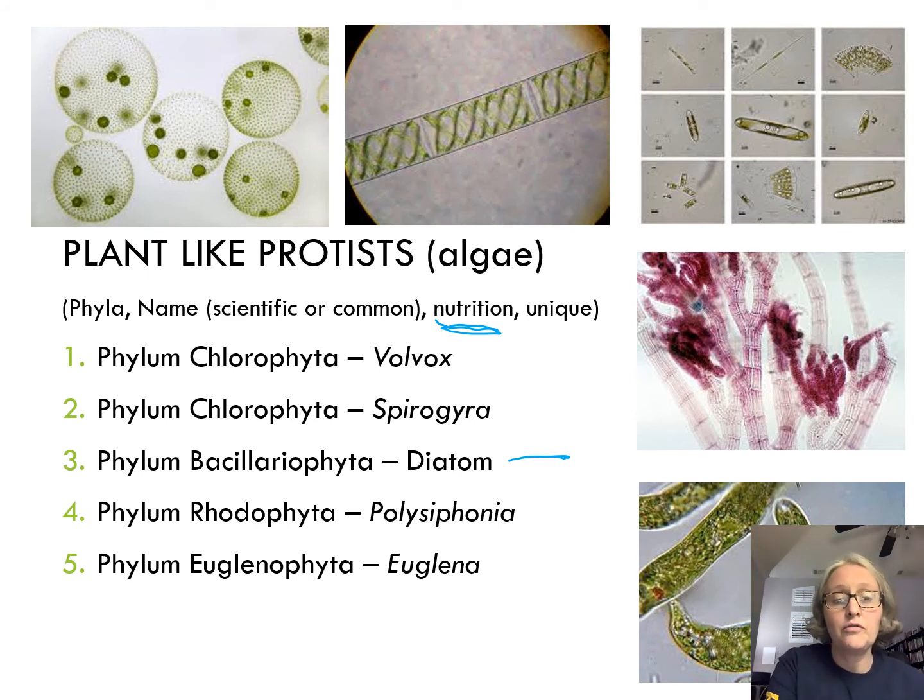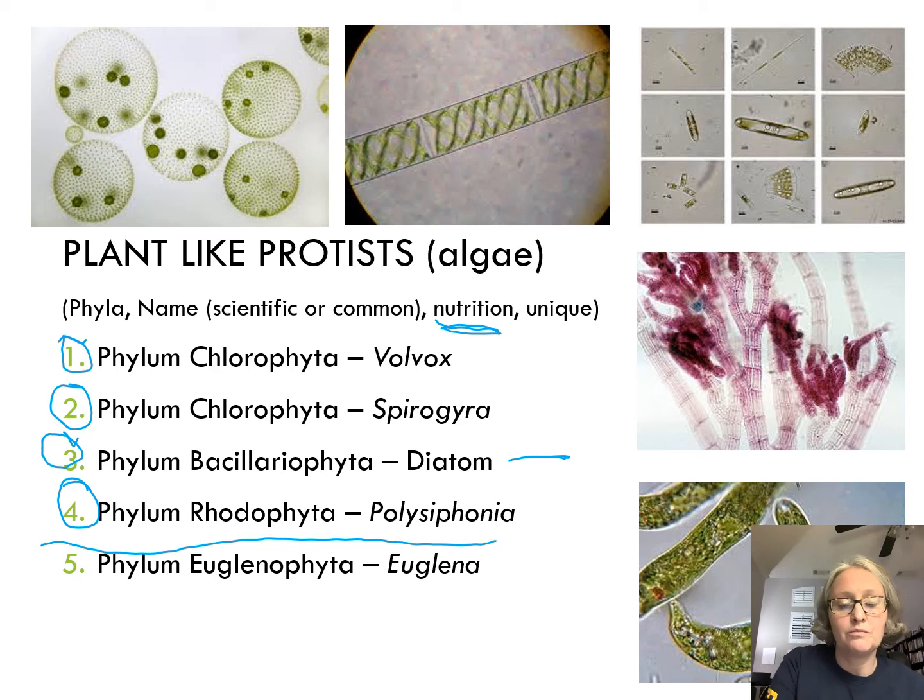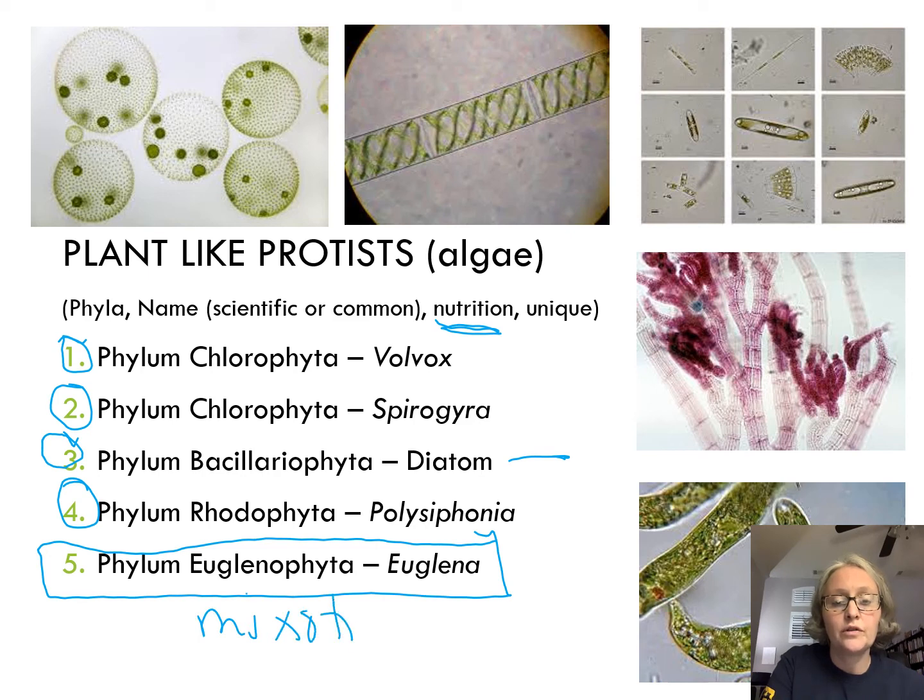And so, for all of them except one, for Volvox, Spirogyra, your diatoms, and Polysiphonia, their nutritional mode is going to be photosynthesis. They are autotrophs. The one that's sort of the outlier is this Euglena, this bottom one. Euglena is interesting because for its nutritional mode, it's a mixotroph.